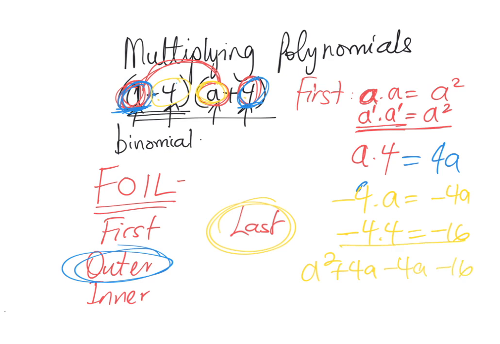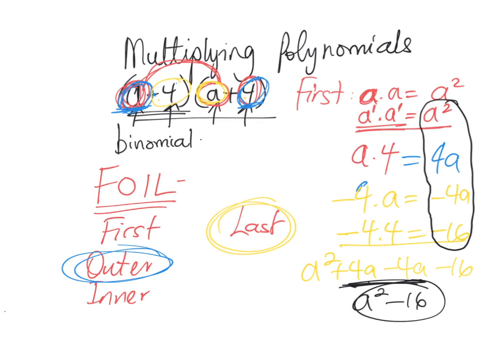So basically you're adding up all these values that you got: the a squared, the 4a, the minus 4a, and the negative 16. You have to add like terms, and then the answer you get will be the answer. So notice 4a and minus 4a will go away. So you're left with a squared minus 16. That will be the answer to that particular problem.